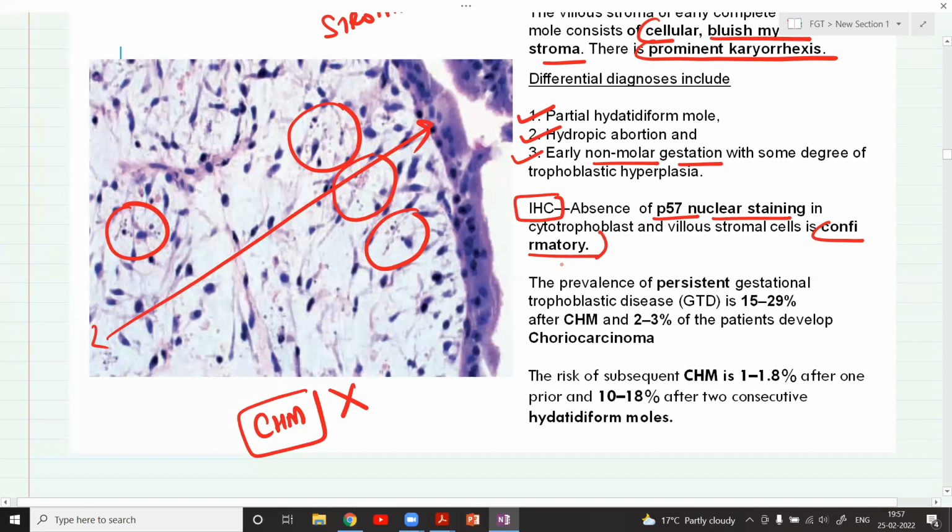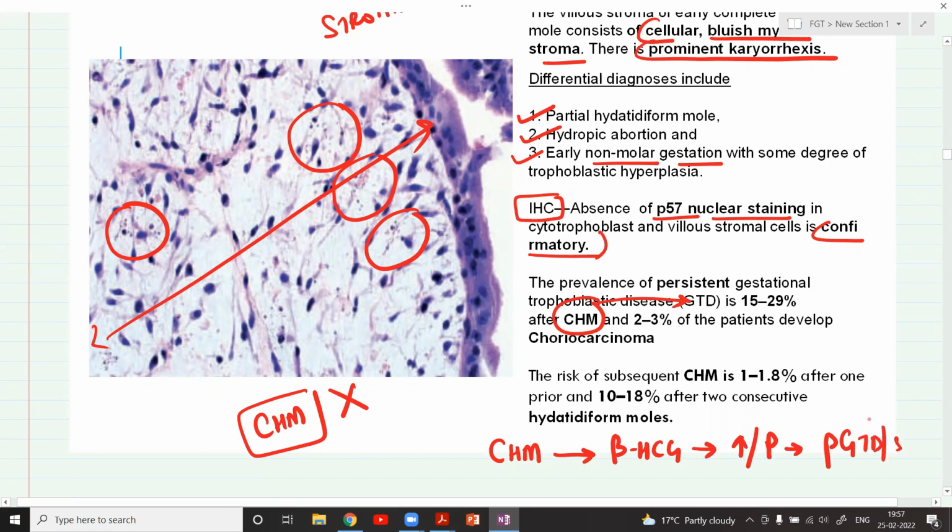Very, very important. Now, what is the prevalence of persistence? I want to say, what percentage of complete hydatidiform mole will have persistent disease? Whenever a person develops a molar pregnancy, what do I have to do? I have to monitor with beta HCG levels. I've already explained what persistent gestational trophoblastic disease means: if the level is raised or has plateaued, we label it as persistent gestational trophoblastic disease.